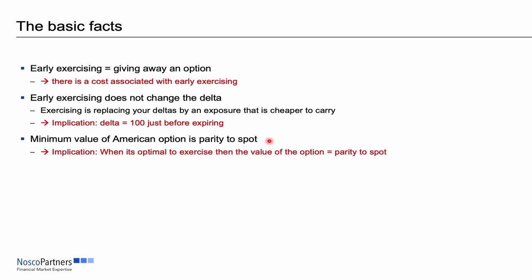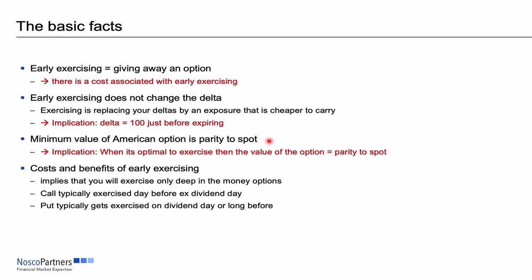Also, always remember that the minimum value of an American option is parity to spot. If the American option trades for less than parity to spot, I can buy the option, immediately exercise, extract the parity to spot, and thus make an arbitrage. But an American option is also a European option plus. So in a certain way, an American option has two minimum values. First, the value is at least parity to spot, and then also the American option is worth more than the European option.